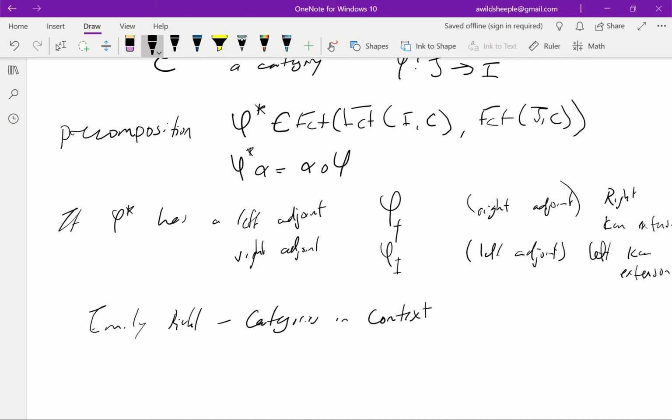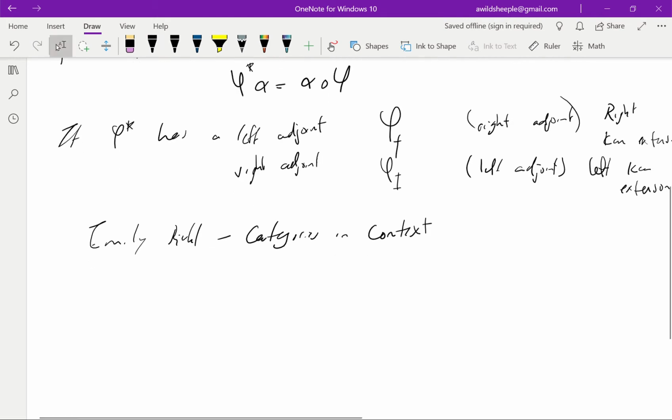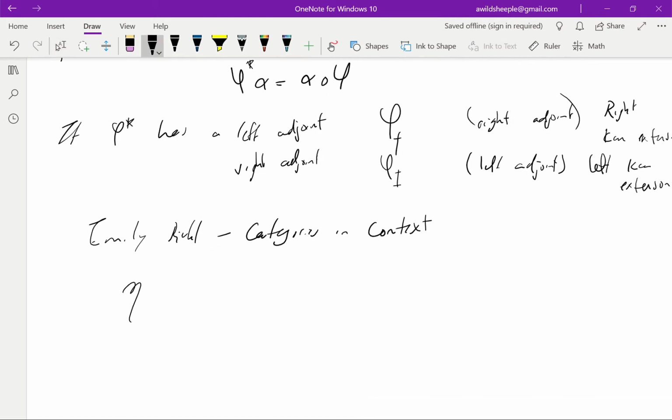Okay, so when we have this kind of setup, then you might recall we have the unit and counit. We have eta, which is a map from the identity functor to this adjoint composition. And then there's epsilon, which goes the other way, from phi double dagger to the identity. The unit and counit.